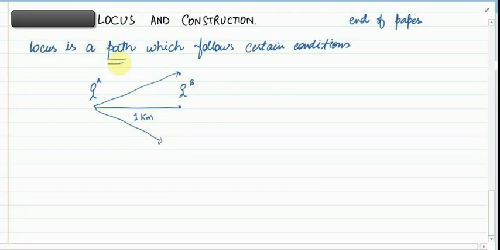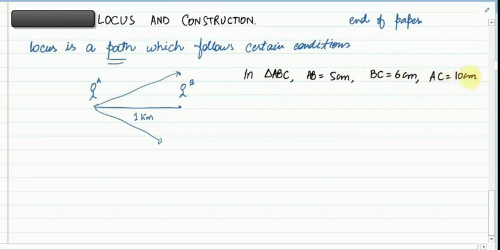Now before we go deep into the topic locus, we need to start with the basic construction. Let's suppose in triangle ABC, AB is 5 centimeter, BC is 6 centimeter, and AC is equal to 10 centimeter. How are you going to construct this triangle? You need to give it a try.